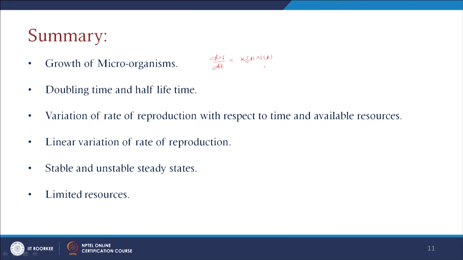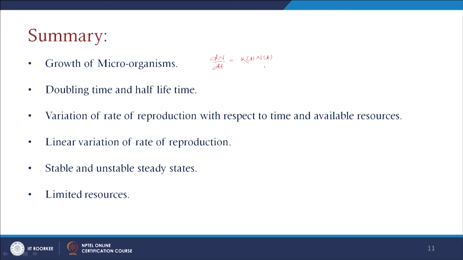Then in the third phase we discussed the variation of the rate of reproduction with respect to time and available resources. So, C as a function of k, or k as a function of C, where C can depend on the population size increment and decrement that we discussed. Then in the fourth stage we considered the linear variation, since the available resources are limited, and tested how the population level increases or decreases based on that.